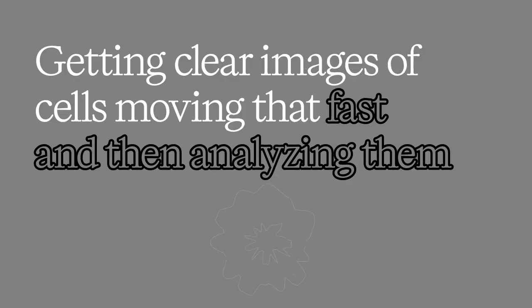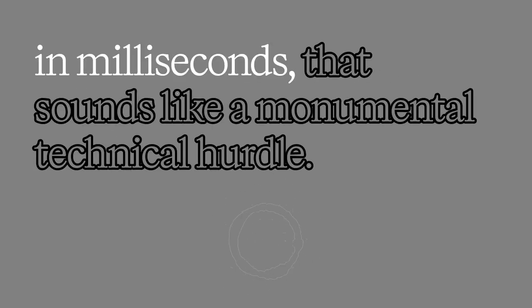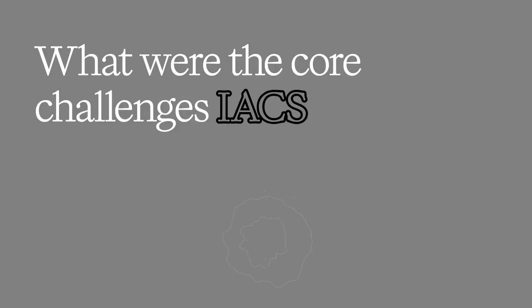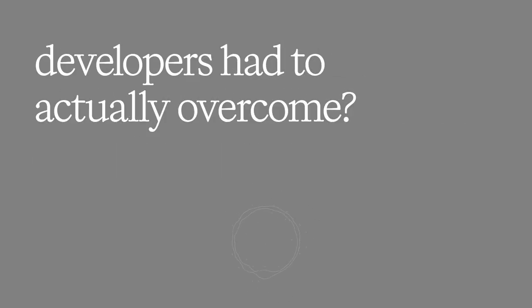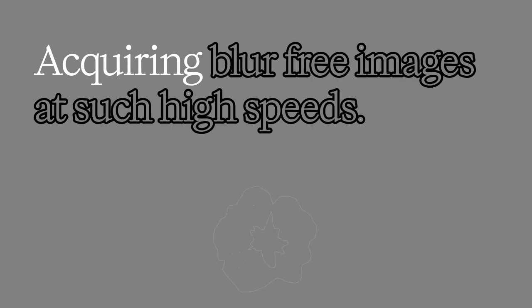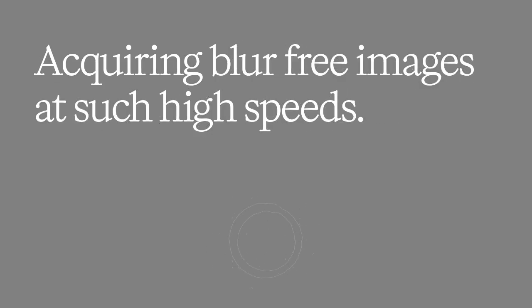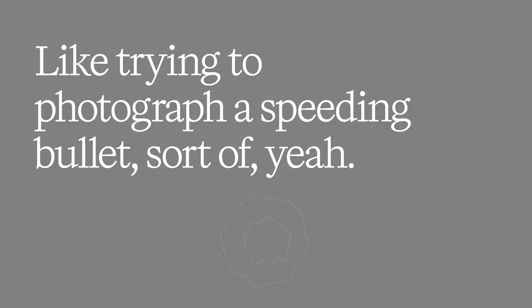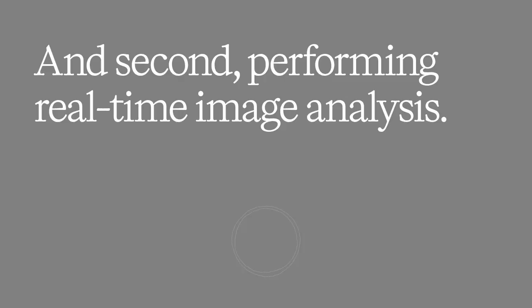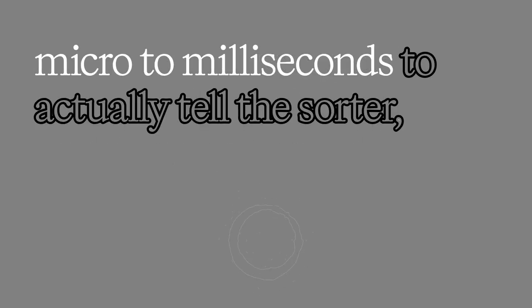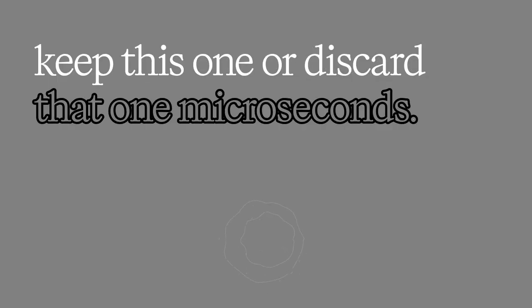But, okay, getting clear images of cells moving that fast and then analyzing them in milliseconds, that sounds like a monumental technical hurdle. What were the core challenges IACS developers had to actually overcome? You've hit on them perfectly. Yeah. The two main challenges were, first, exactly that. Acquiring blur-free images at such high speeds, these cells are moving incredibly fast. Right, like trying to photograph a speeding bullet. Sort of, yeah. And second, performing real-time image analysis. Those images have to be processed, and the sorting decision made within micro to milliseconds to actually tell the sorter, keep this one or discard that one.